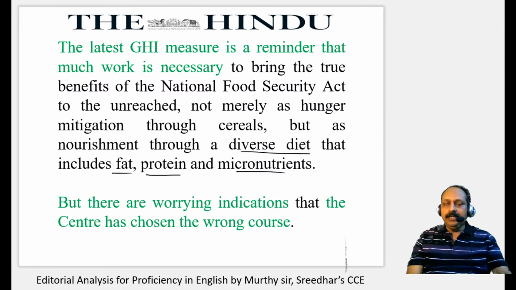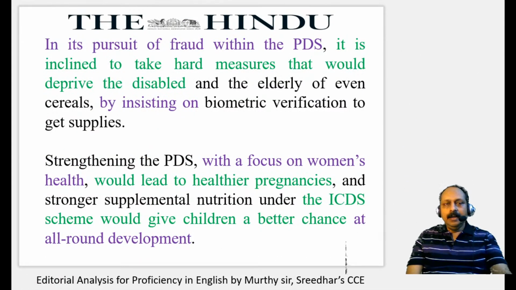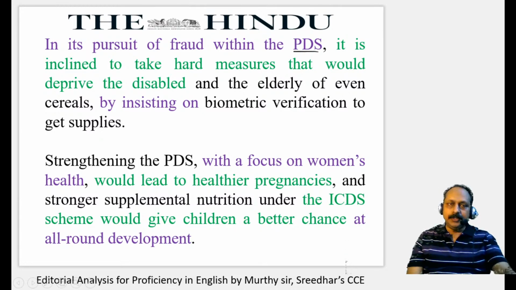But there are worrying indications that the center has chosen the wrong course. Here, the editorial is critical, but there are worrying indications that the center has chosen the wrong course. A categorical statement. In its pursuit of fraud within the PDS, there is fraud within the PDS, public distribution system. In its pursuit of fraud within the PDS, focusing more on that, it is inclined to take hard measures that would deprive the disabled and the elderly of even cereals by insisting on biometric verification to get supplies. This talks about where the focus is and what are the problems related to that particular approach.